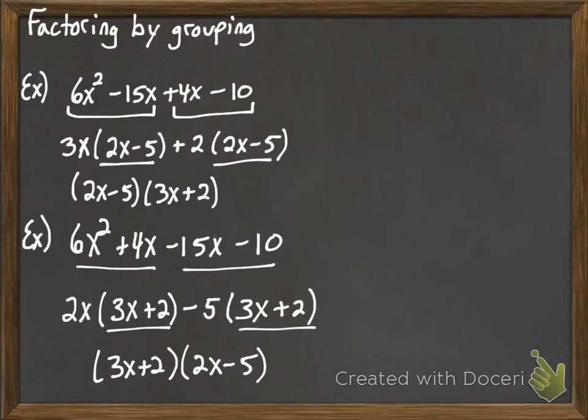Okay. And so that's the process of factoring by grouping. You're looking for the common factor on each piece. You pull it out and we have our result.